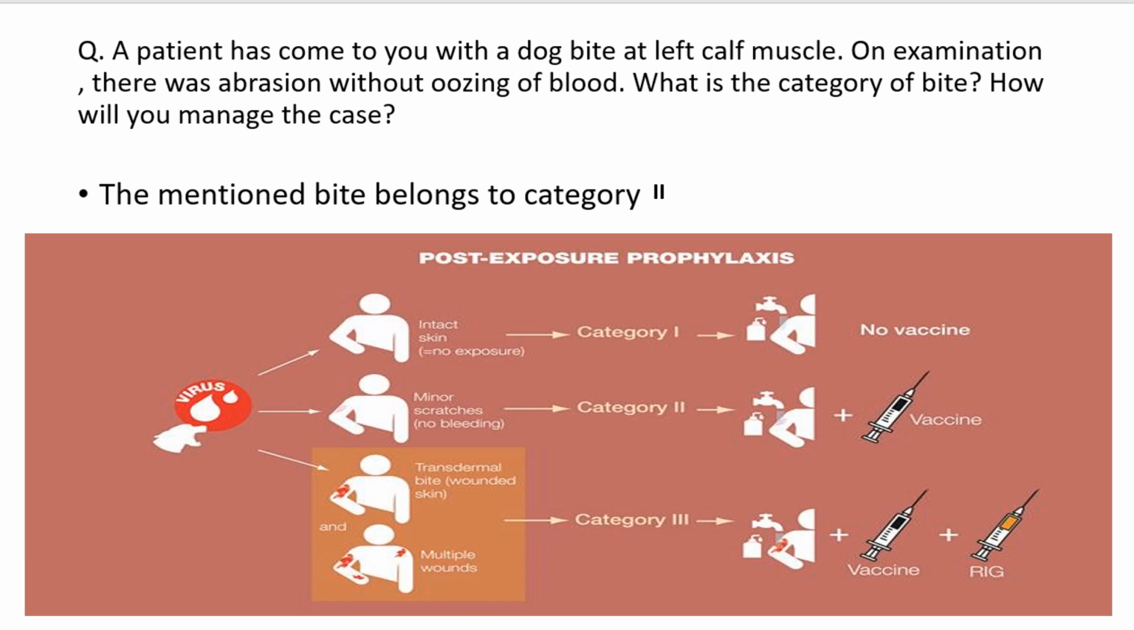And if there is a transdermal bite, the skin is wounded, there is oozing of blood, there are multiple wounds, or even a single wound on danger areas like the face, then it belongs to category 3. And in category 3, along with washing the area and the vaccination, it is also important to infiltrate the wound area with immunoglobulin.